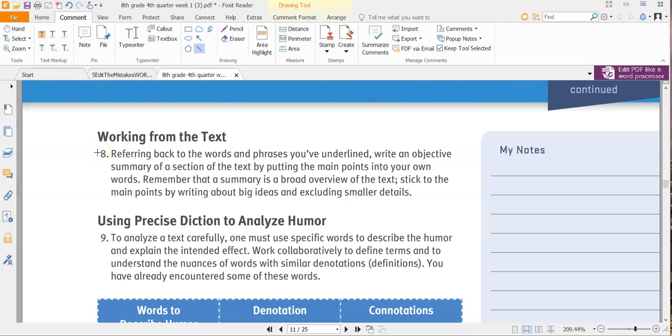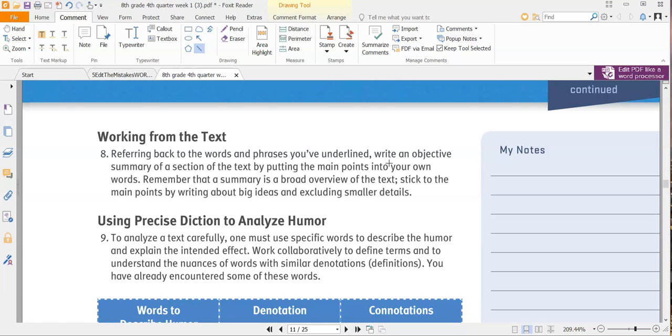Here we have number 8 that says working from the text. Referring back to words and phrases you've underlined, write an objective summary of a section of the text by putting the main ideas into your own words. Remember that a summary is a broad section or a broad overview of the text. Stick to the main points by writing about big ideas and excluding smaller ideas.